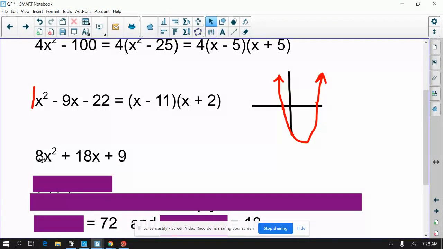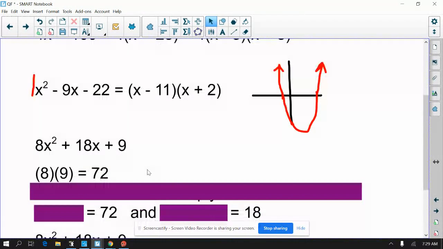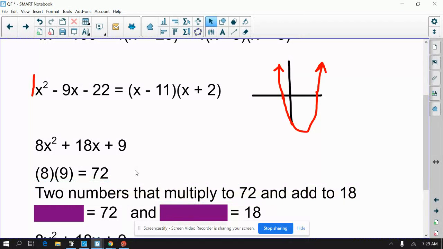This one, the GCF is 1, so taking that out is not going to help me. The a term is not 1, it's 8. So this one is more involved. This one might be best to use master product. So you multiply the outer numbers, 8 times 9, and you have to find two numbers that multiply to 72, but at the same time add to 18.